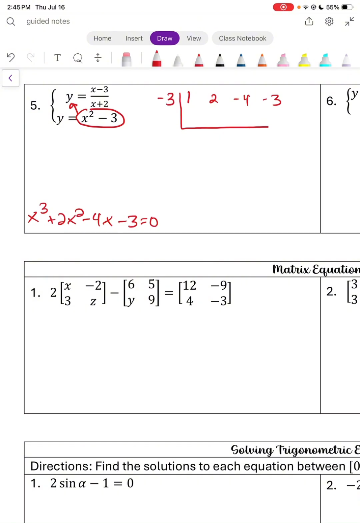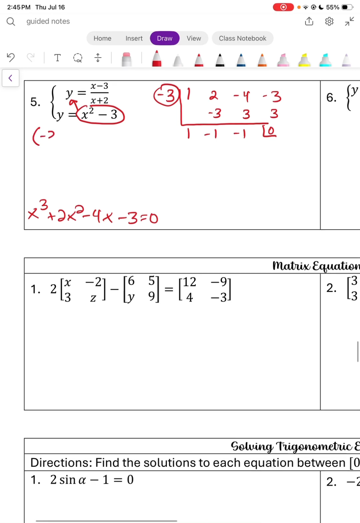So therefore, going through synthetic division, bring it down, multiply, add them together, multiply, add them together, multiply, and guess what? You get a 0 remainder. So therefore, one of my x values that works is actually -3. So my first point will be -3 comma something. And I can plug that back into my original equation. Now that's going to be pretty easy. -3 squared is 9, 9 minus 3 is 6.